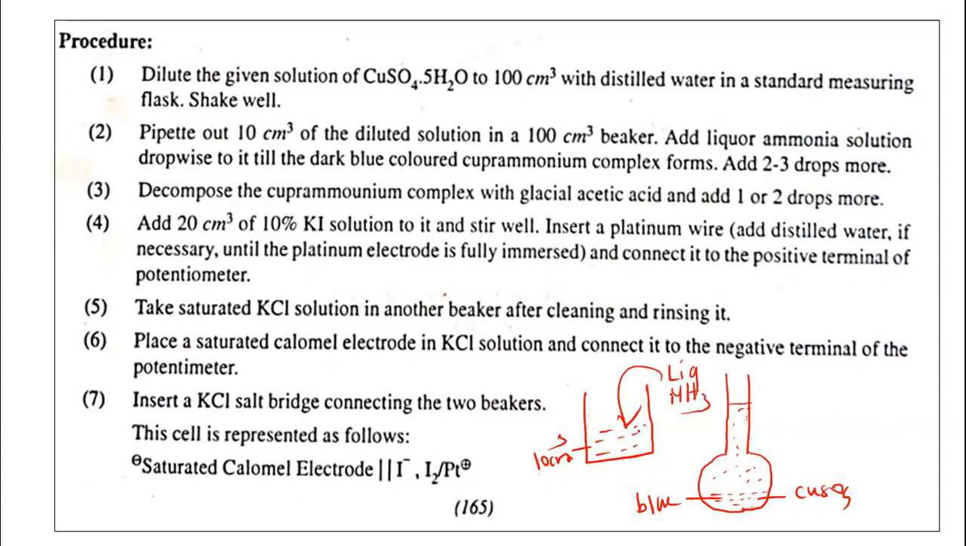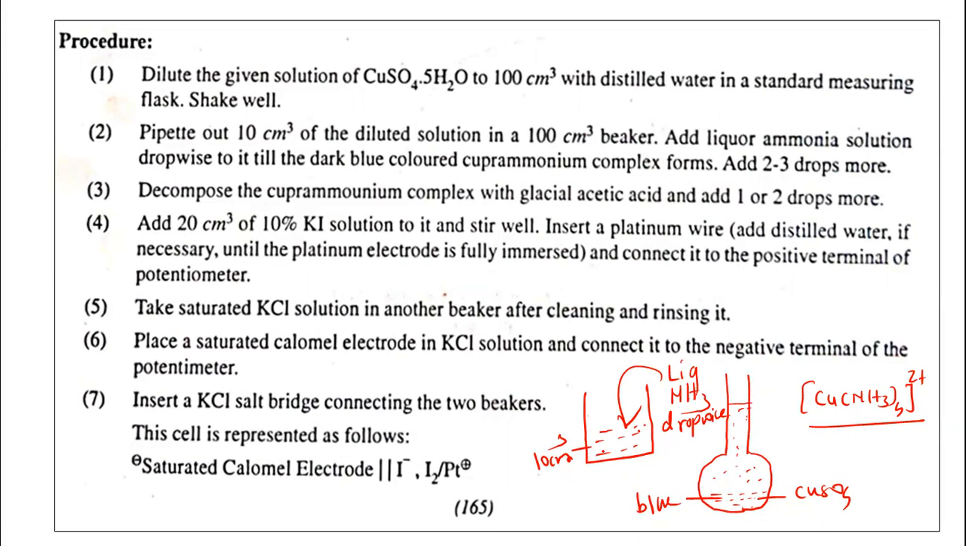Okay, due to the addition of the liquid ammonia, we have to add it dropwise. It should be added dropwise here. So what happens? The cuproammonium complex is formed like this: Cu(NH3)4 2+. This cuproammonium complex is formed here, and we have to add 2 or 3 drops in excess of liquid ammonia.